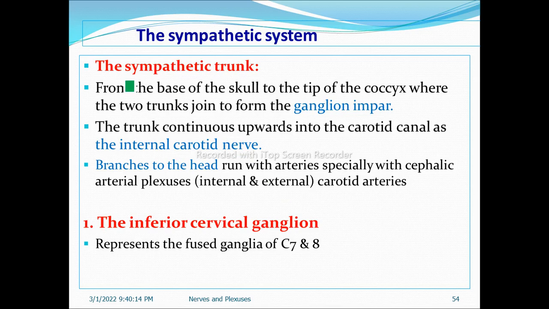The sympathetic trunk extends from the base of the skull to the tip of the coccyx, where the two trunks join to form the ganglion impar. The trunk continues upwards into the carotid canal as the internal carotid nerve. The branches to the head run with arteries, especially with the cephalic arterial plexus and the internal and external carotid arteries.